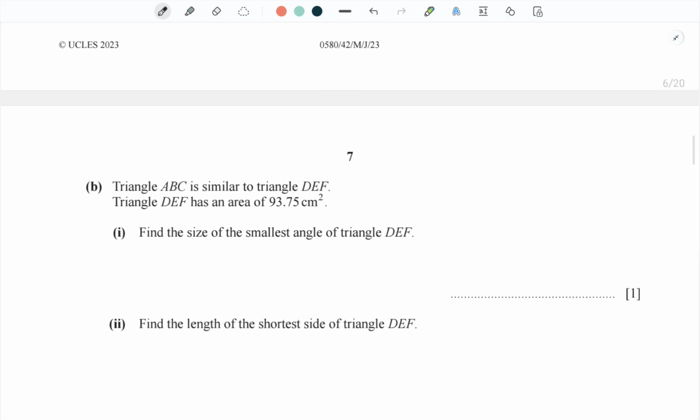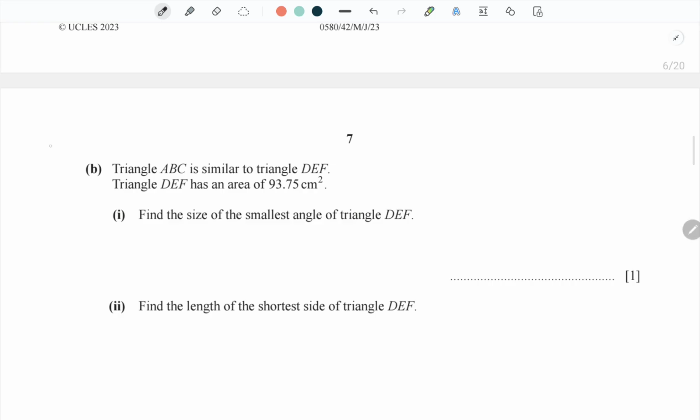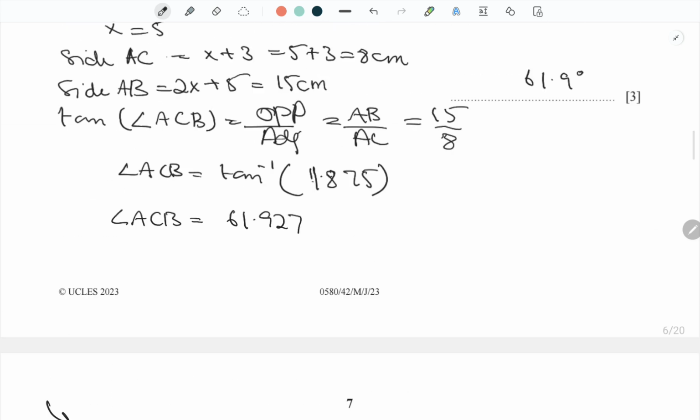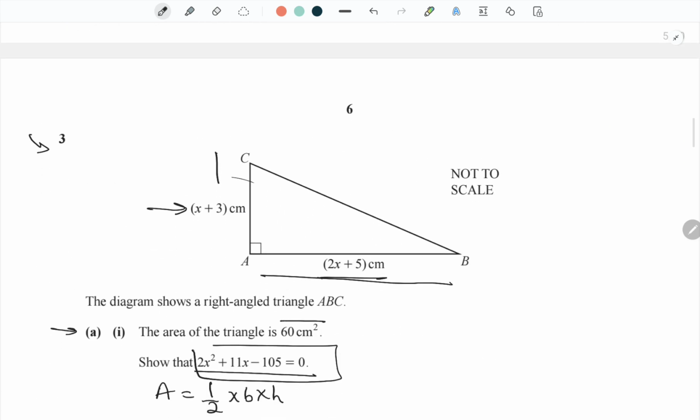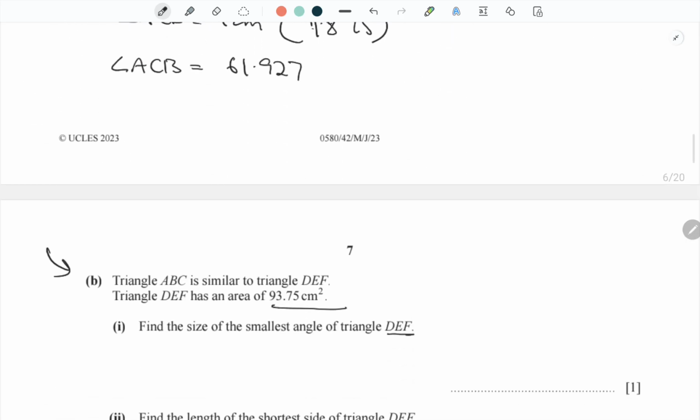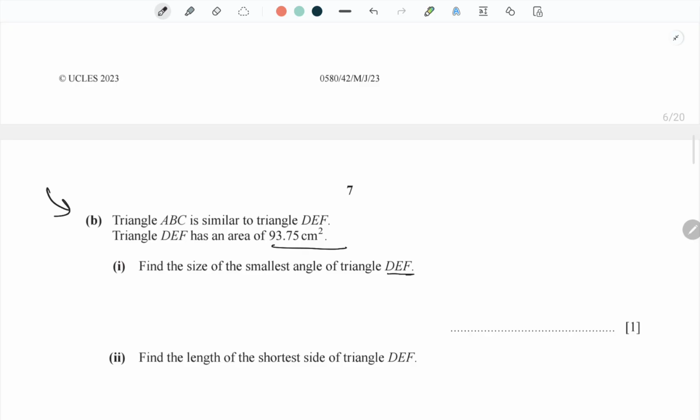Now we move to part B of this question. In part B, triangle ABC is similar to triangle DEF. Triangle DEF has an area, and the area is given. Find the size of the smallest angle of the triangle DEF. In this one, you see that we just have the triangle ABC, not the triangle DEF. We just assume we have a triangle DEF, and we have the area as well.